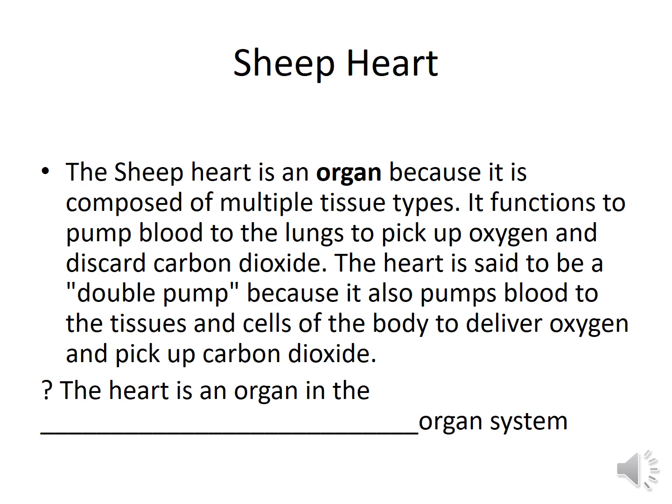The sheep's heart is an organ because it's composed of multiple tissue types. It functions to pump blood to the lungs, to pick up oxygen, and dispose of carbon dioxide. The heart is also said to be a double pump because it also pumps blood to the tissues and cells of the body to deliver oxygen and pick up carbon dioxide.